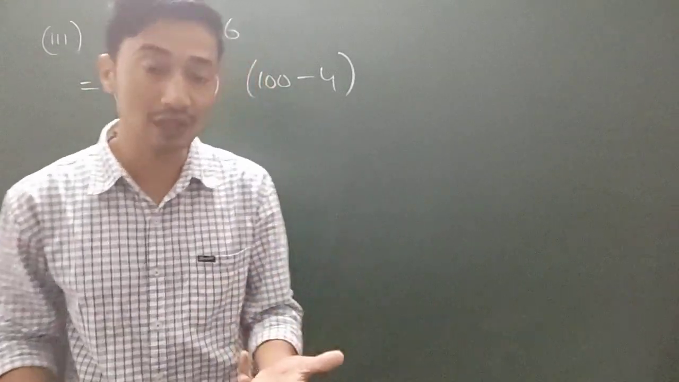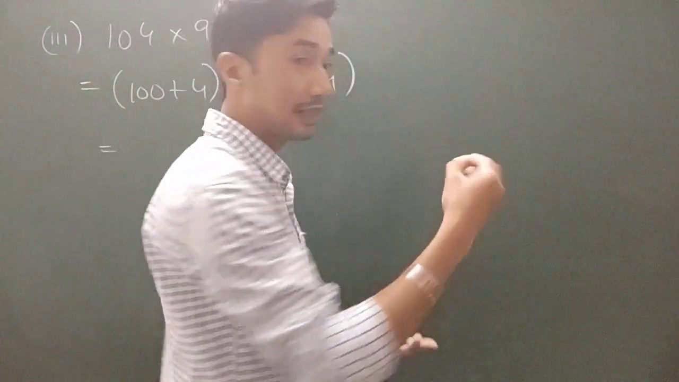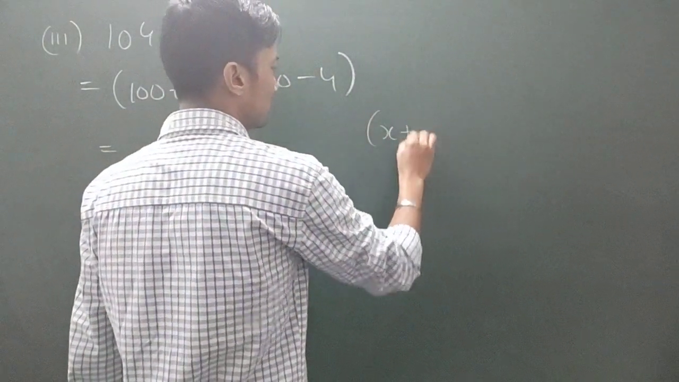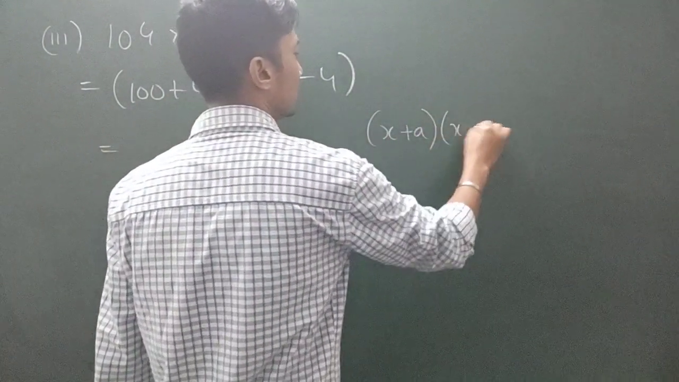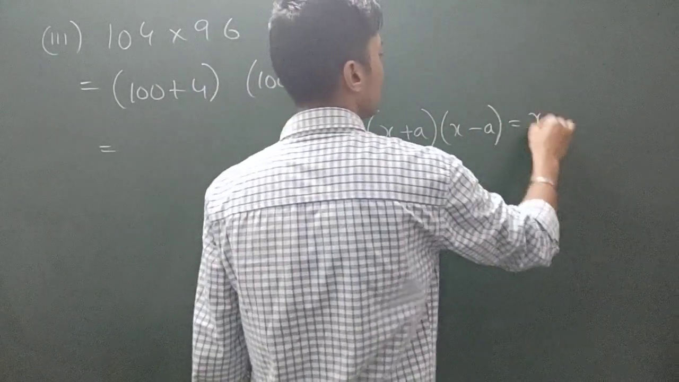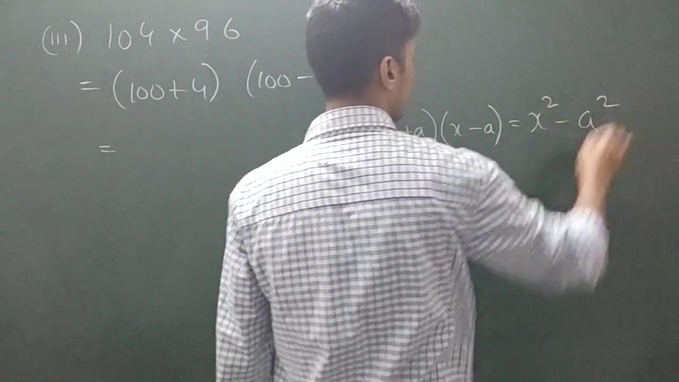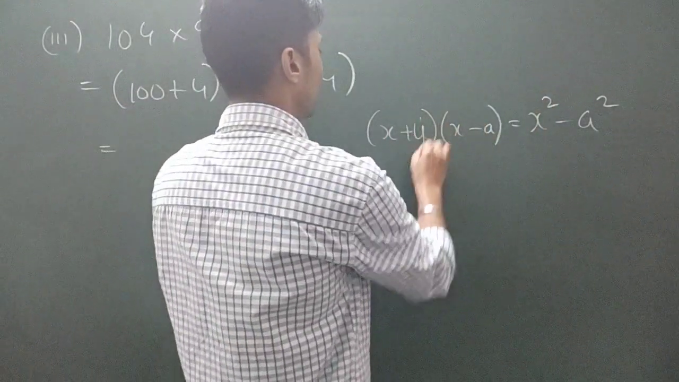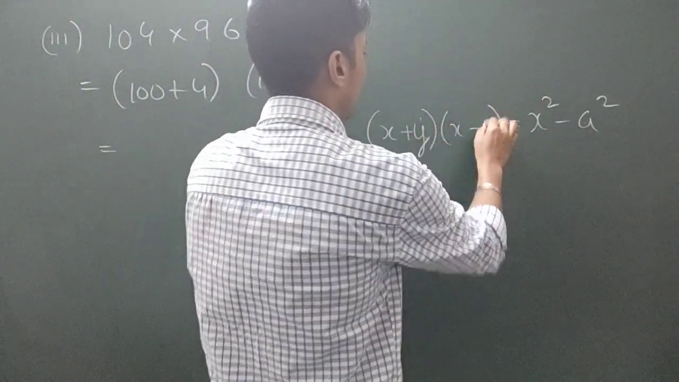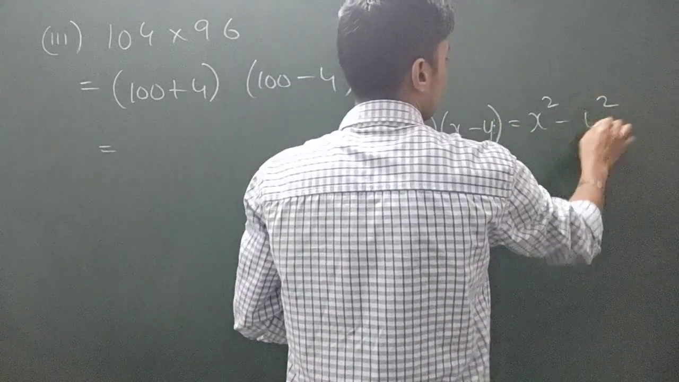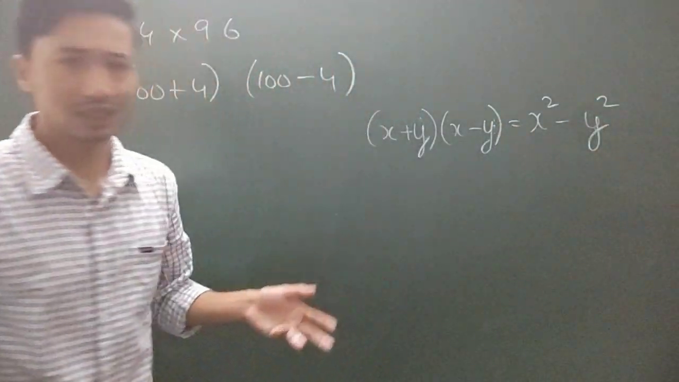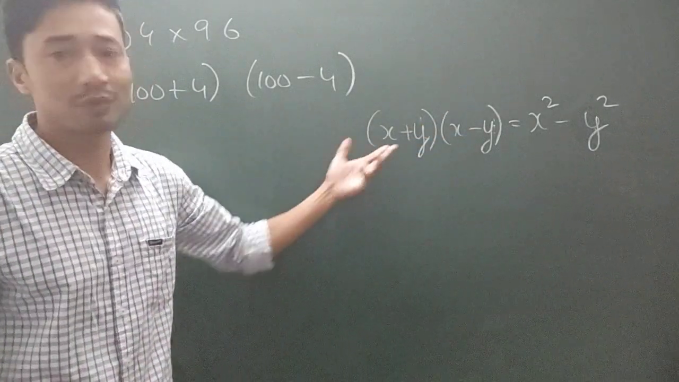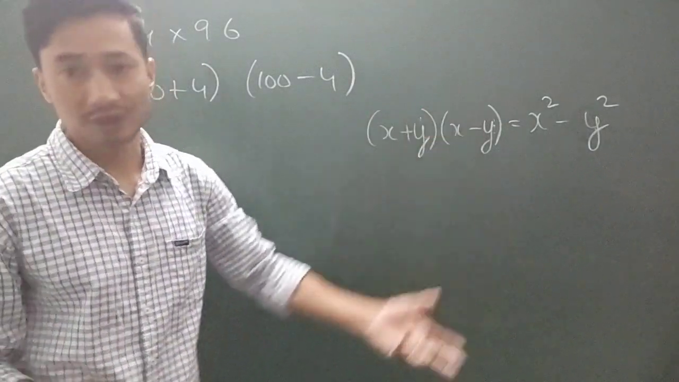So we have a wonderful identity again. That second one. What was that? X plus a into x minus a. Remember? X square minus a square. I forgot the letters, but it's alright, letters don't matter, values will change. So I think it was x plus y into x minus y equal to x square minus y square. And a plus b into a minus b equal to a square minus b square also.